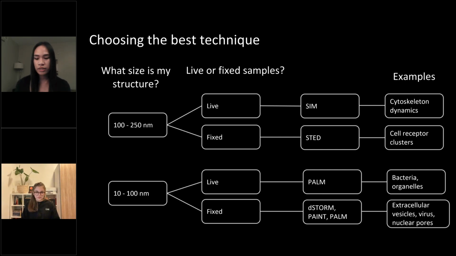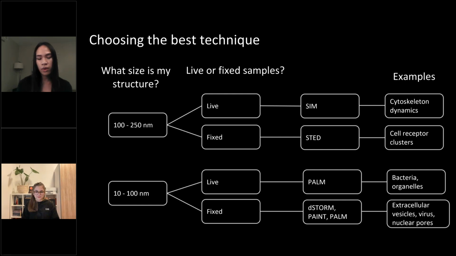But if your structure is smaller than 100 nanometers, then you will want to utilize a single molecule localization technique. So for live cell imaging, for example, to monitor the transport of a protein walking along the ER, or for watching a subpopulation of EVs being uptaken into a cell, PALM will be the best technique for you to visualize those events.